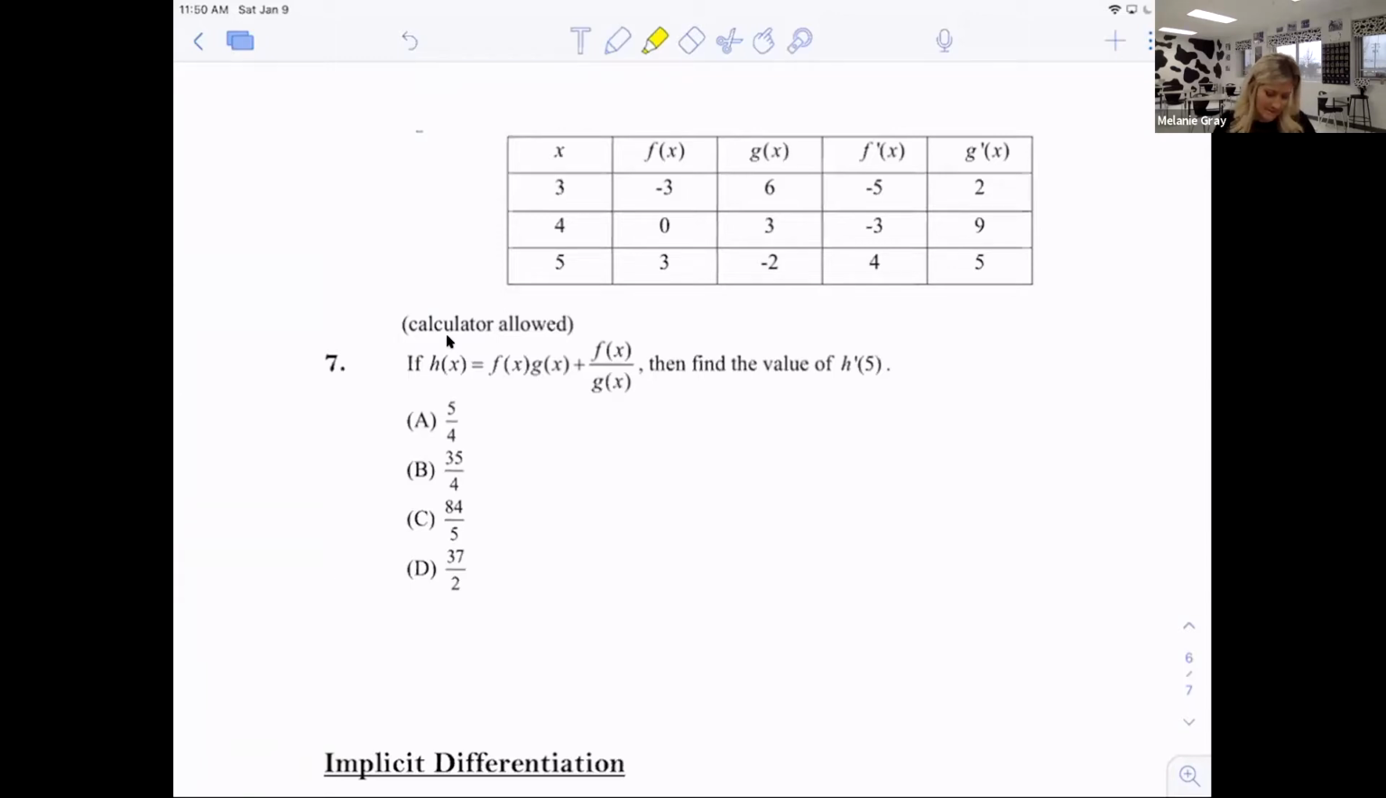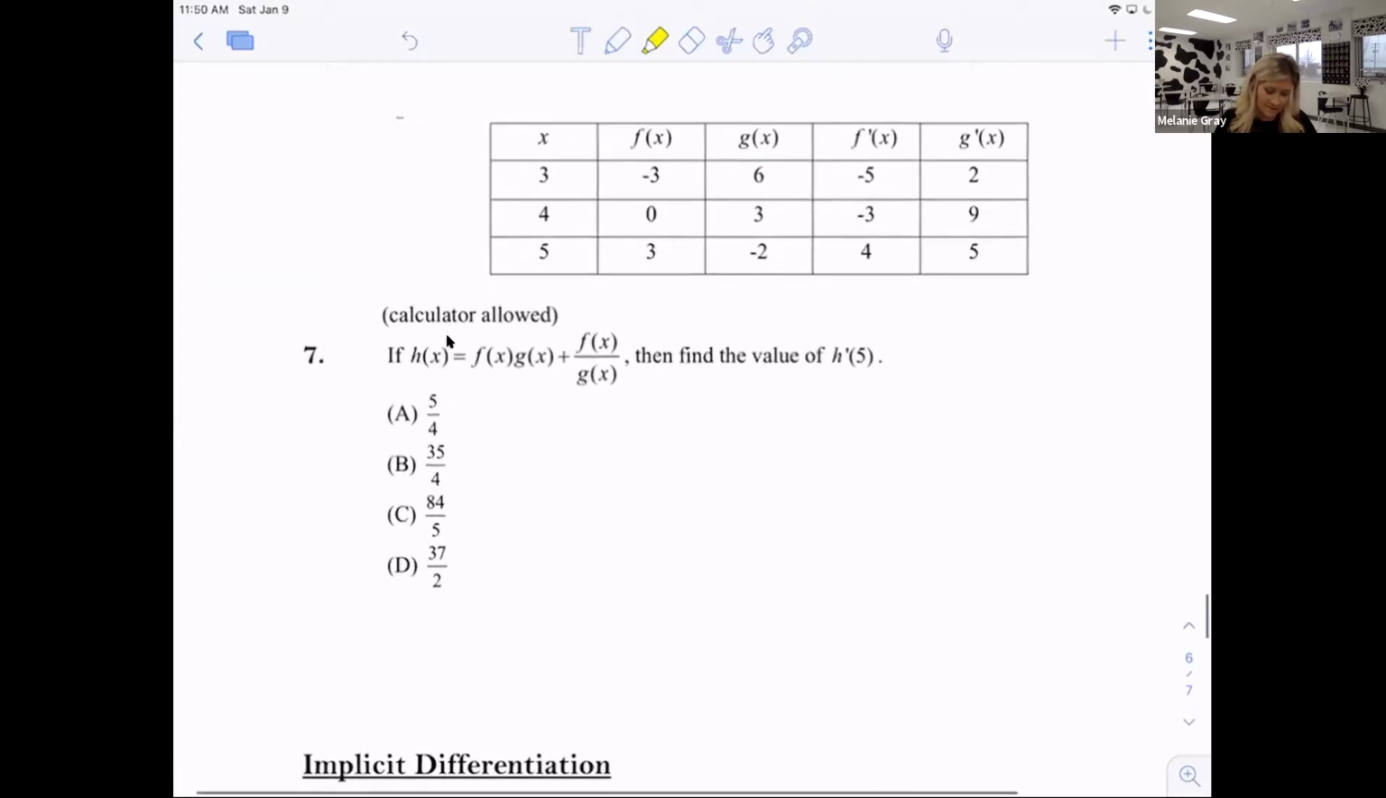So number 7 is h of x equals f of x times g of x plus f of x divided by g of x, and they want us to find the value of h prime of 5. H prime of 5. So I know I'm going to use my derivative rules here, and what I'm seeing is a product and a quotient. So I'm going to do product rule and quotient rule.